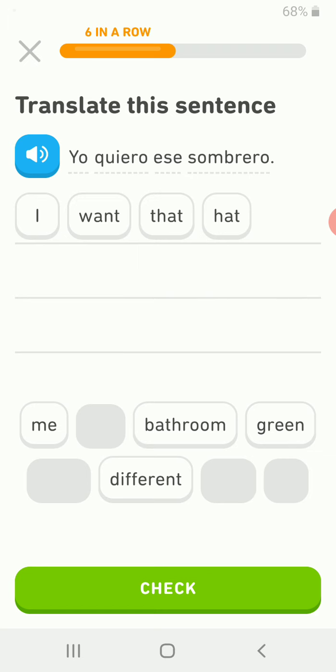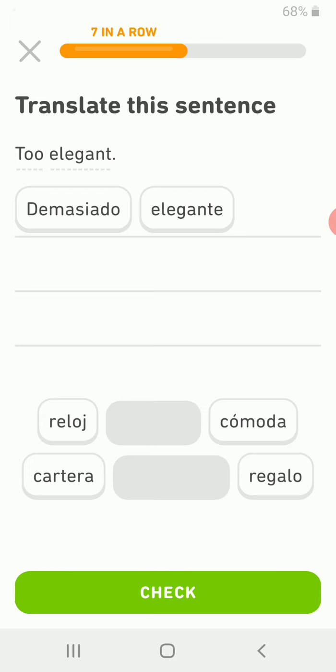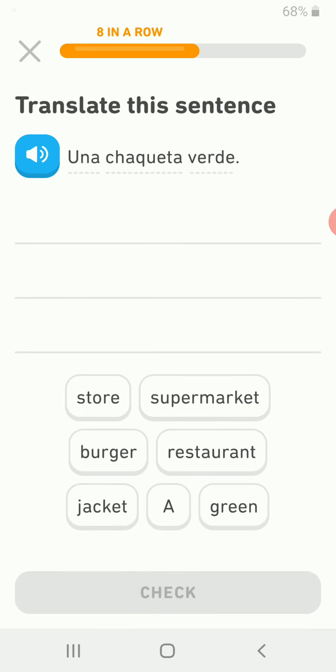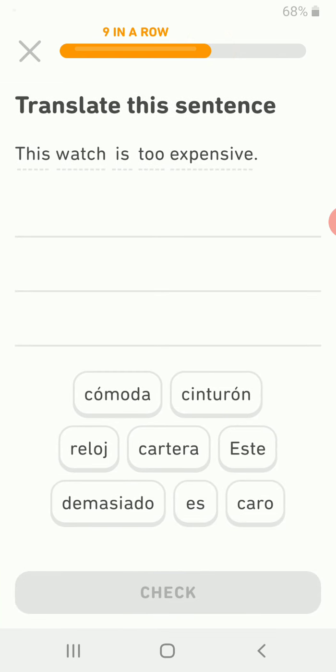Yes. So what is the difference between este and ese? I think este is this and ese is that. Too elegant. So demasiado elegante. Una chaqueta verde. So a green jacket. Once again, the adjective in Spanish comes after the noun, so you have to change it back in English.